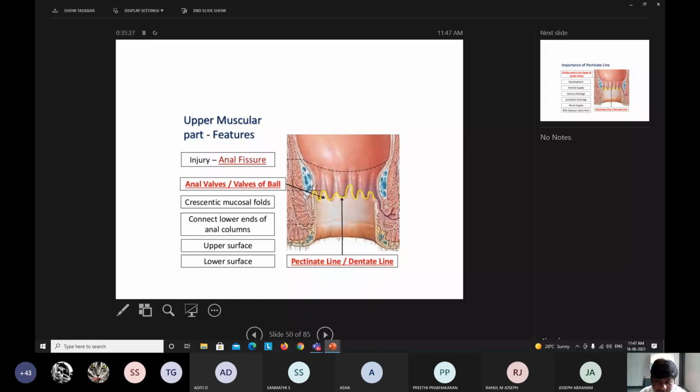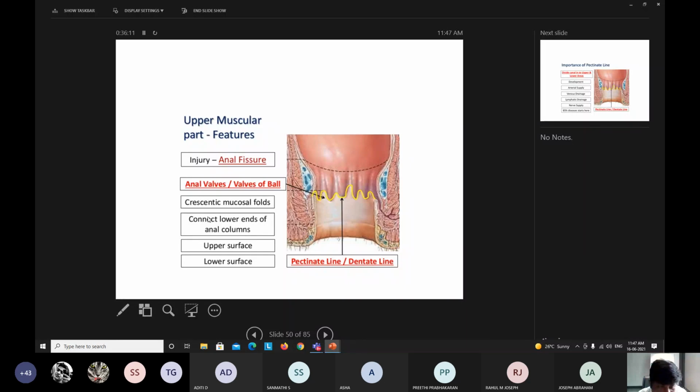So this upper part extends from the rectum above down to this line, the pectinate line, also called the denticulate or dentate line. Between these, this upper area is 15 millimeters long, and it presents the anal valves. These are also called valves of Ball, crescentic mucosal folds, where the pectinate line is passing.